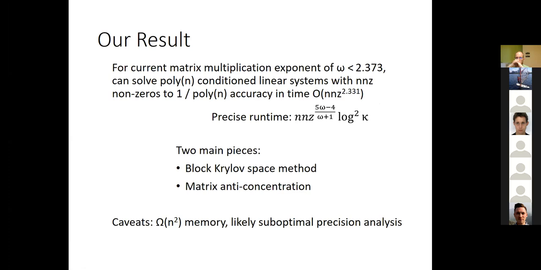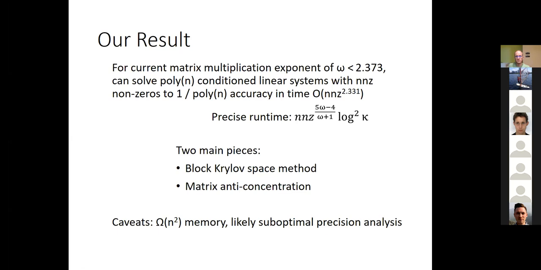There are some caveats to this result. The first is that it still needs n squared memory. It's not storing n squared numbers anymore, but the amount of precision needed, the bound we prove, is still n squared. But it's actually only storing a number of entries that is subquadratic. And this leads to the next caveat, which is that we likely have a suboptimal precision analysis.